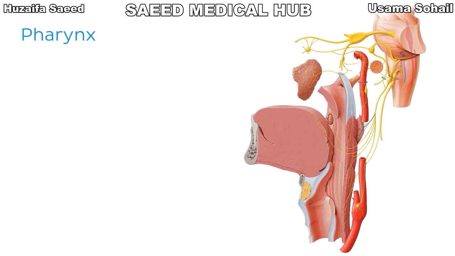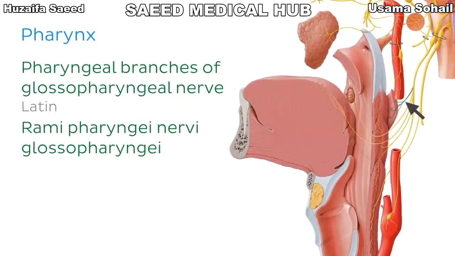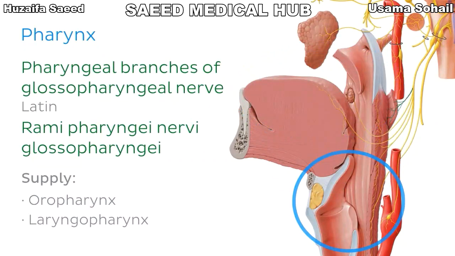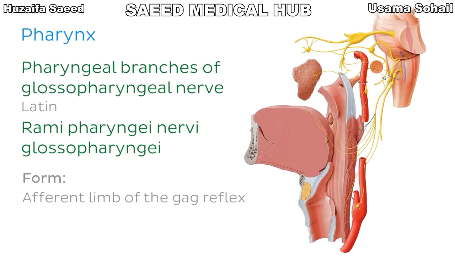Now, as I mentioned on the previous slides, the next sensations that we're going to talk about are those that come from the pharynx, carried out by pharyngeal branches, which you can see now highlighted in green. The pharyngeal branches of the glossopharyngeal nerve supply the mucosa of the oropharynx and the laryngopharynx. However, much of the nasopharynx is supplied by the maxillary division of the trigeminal nerve. The pharyngeal branches of the glossopharyngeal nerve will form the afferent limb of the gag reflex, with the vagus nerve forming the efferent limb, causing the gagging movement of the pharyngeal muscles.